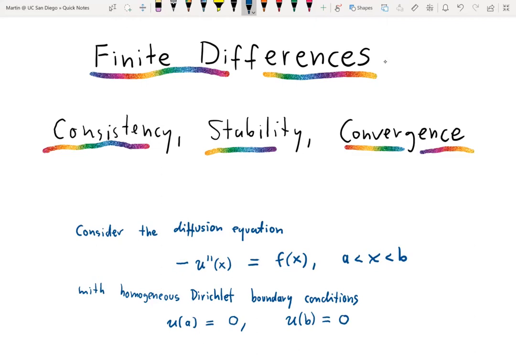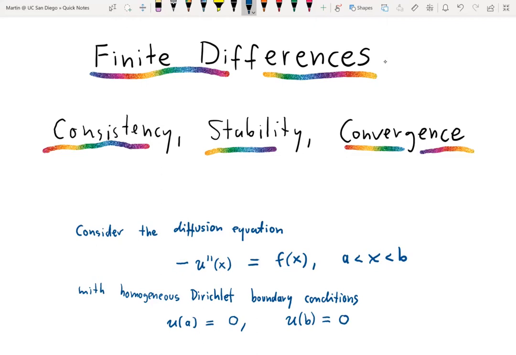For simplicity, we take a look at a very simple model problem, namely the diffusion equation, negative u double prime of x equal f of x, with homogeneous Dirichlet boundary conditions. So we impose that u of a equals 0 and u of b equals 0.